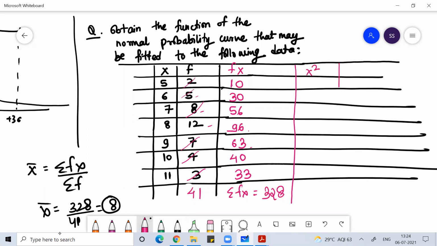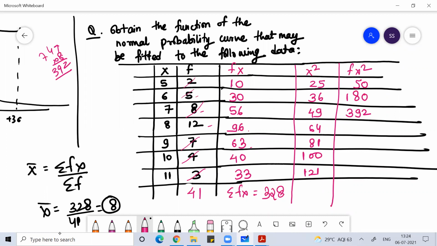This is x square: 25, 36, 49, 64, 81, 100, 121. Then fx square: 25 twos are 50, then 36 fives are 180, then 49 eights are 392.